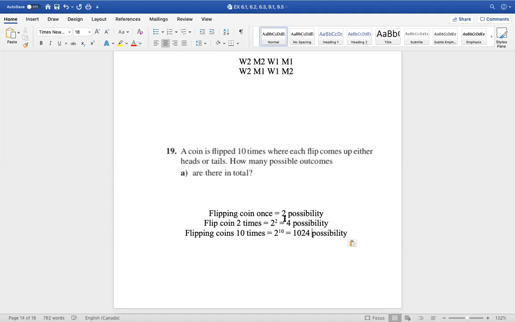Okay, pretty straightforward. If we flip a coin once, it can either land on head or tails. If we do it twice, the first time it can land on head or tail, then the second time as well it can land on head or tail. Each time we flip, it comes to either a head or a tail, so there are just two possibilities each time. So if we flip it 10 times, there are 1024 possibilities. Pretty straightforward question.